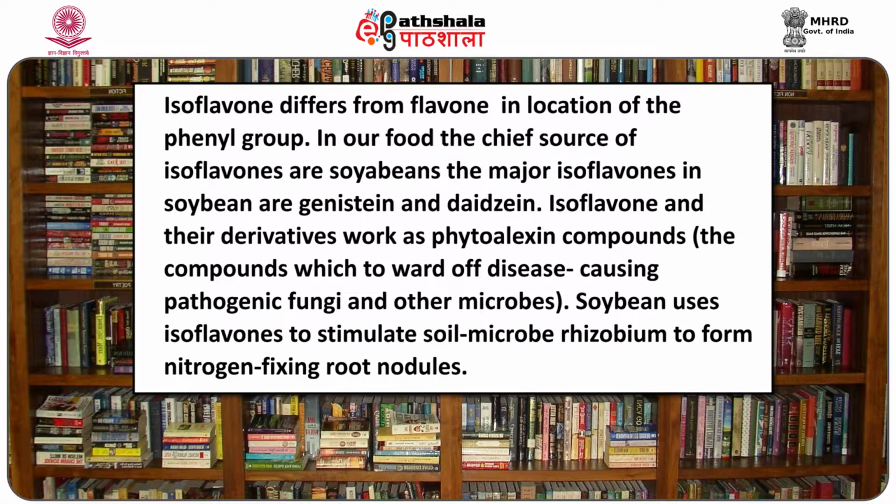Let us know isoflavones. Isoflavones differ from flavones in location of the phenyl group. In our food, the chief source of isoflavones are soybeans. The major isoflavones in soybean are genistein and daidzein. Isoflavones and their derivatives work as phytoalexin compounds, the compounds which ward off disease-causing pathogens and microbes. Soybean uses isoflavones to stimulate soil rhizobium to form nitrogen-fixing root nodules.